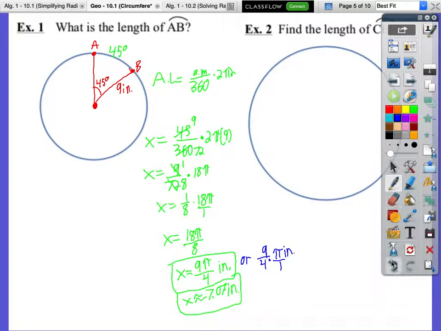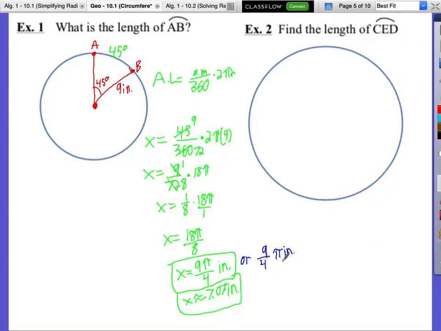If you write it as 9 over 4 and then the pi off to the side, it's the same thing as writing 9 pi over 4. Same exact thing. Just a heads up, I might write it this way sometimes, you might see it that way, you might see it this way. It's the same.